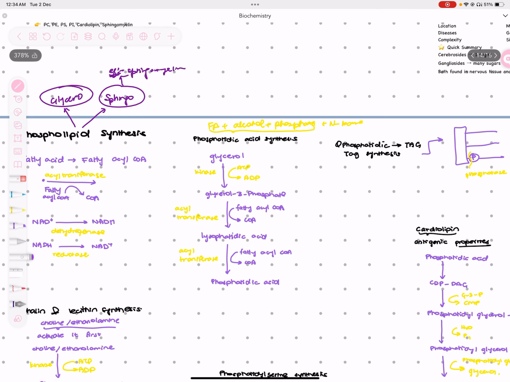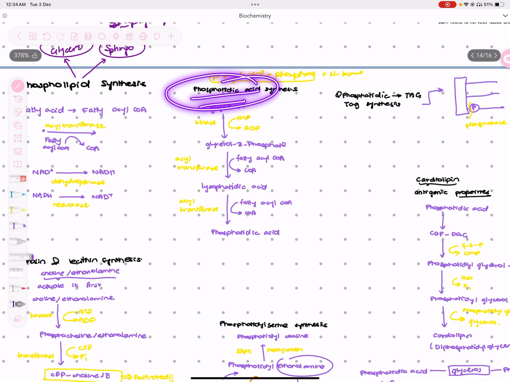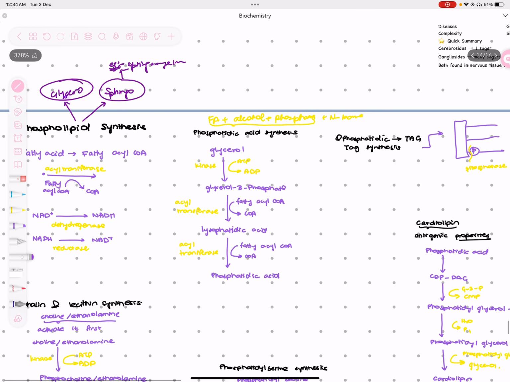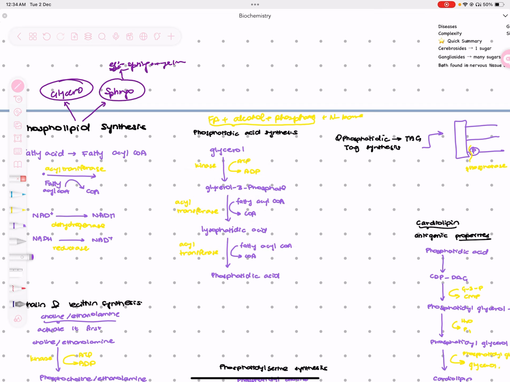Now moving forward, सबसे पहले we have phosphatidic acid, and this is a precursor of all the other glycerophospholipids. तो बाकी जितने भी glycerophospholipids हैं, we have glycerophospholipids and sphingophospholipids. तो बाकी जितने भी glycerophospholipids हैं, उनका जो precursor है वो phosphatidic acid है, and you already know वो किस तरह बनता है, glycerol 3 phosphate, and then you have lysophosphatidic acid and then phosphatidic acid.